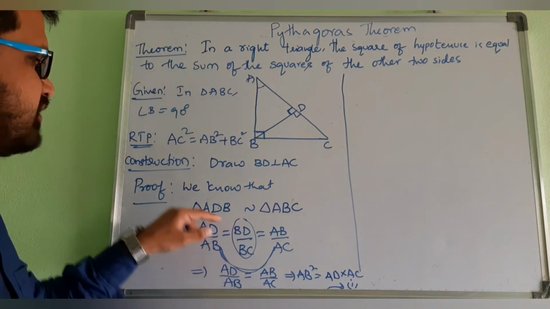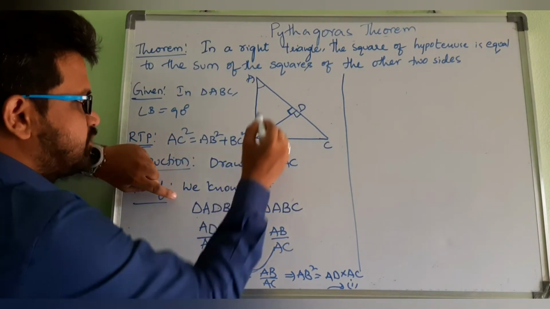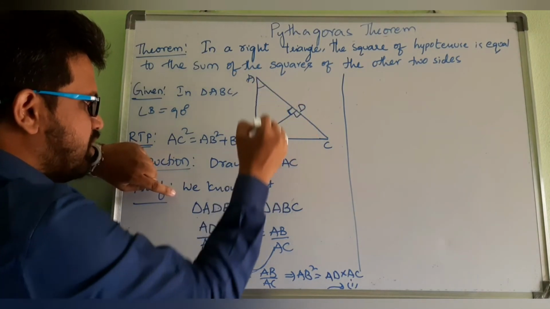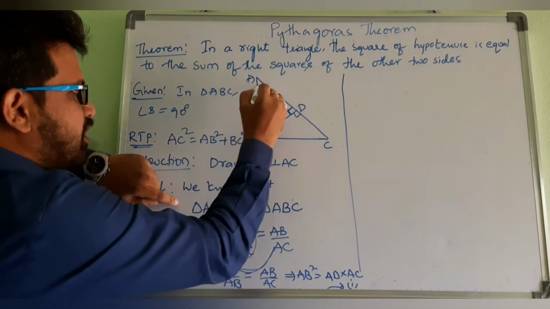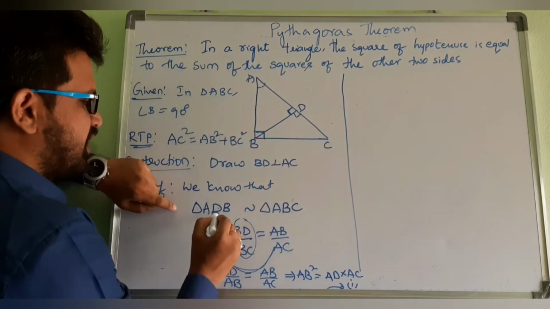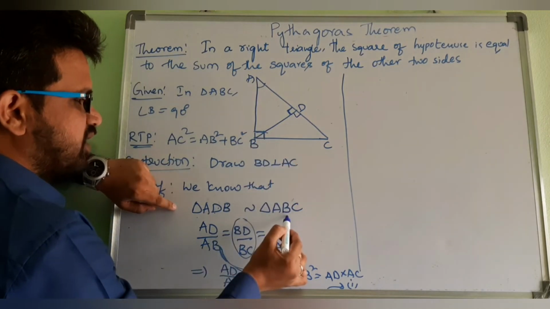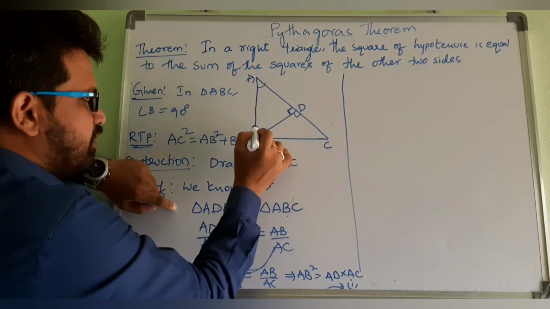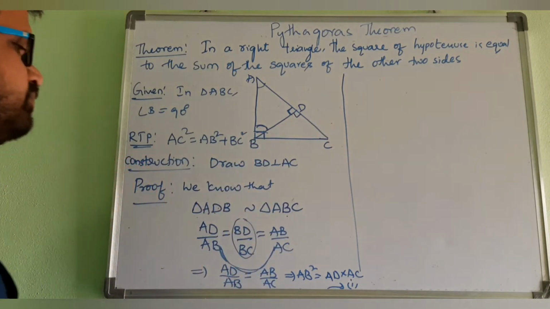How to write that I explained here. See the corresponding parts. The first one is in the smaller triangle ADB, and the second one is the bigger triangle. Angle A is the common angle in both triangles, D is 90 degrees in the smaller one, and B is 90 degrees in the bigger one. And the last one is B here, and C here, right?